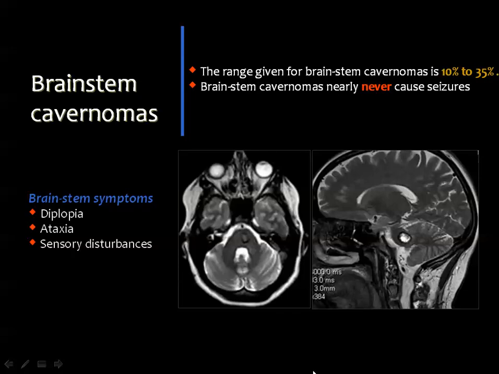Then you know that cavernoma may occur in the posterior fossa, in the cerebellum or in the brainstem, and it is stated in the literature that brainstem cavernomas never cause seizures. They may cause other symptoms like diplopia, ataxia, or sensory disturbances, but brainstem cavernomas usually do not cause seizures like other cavernomas occurring anywhere in the brain.